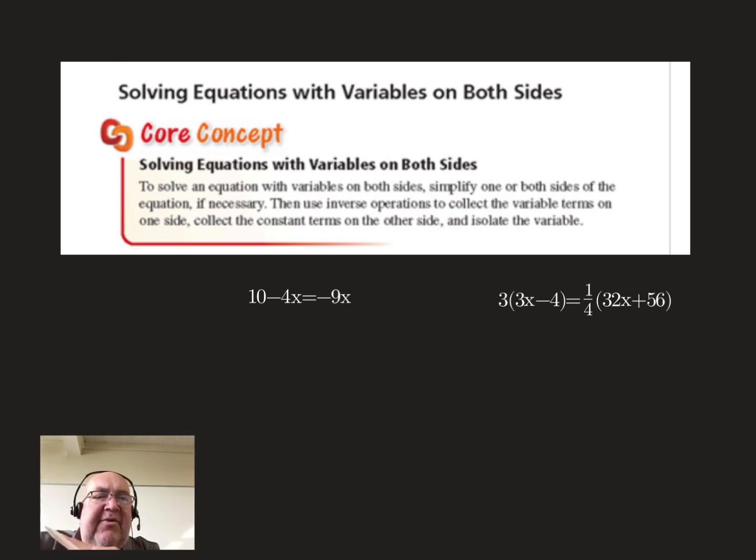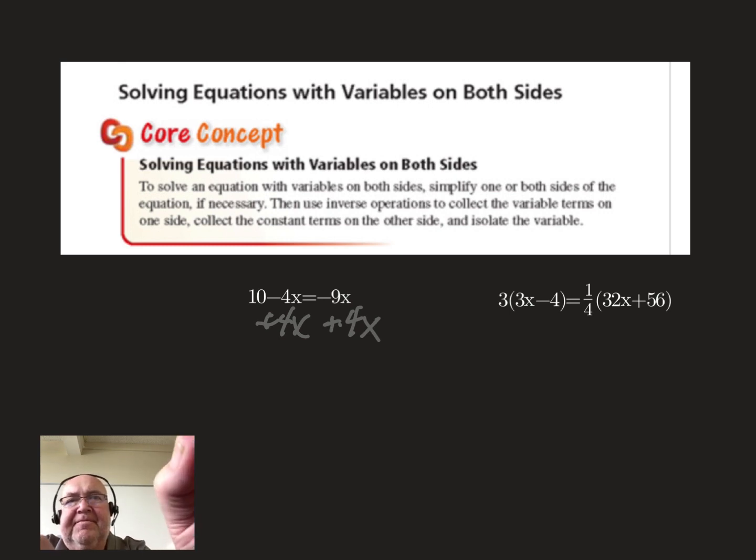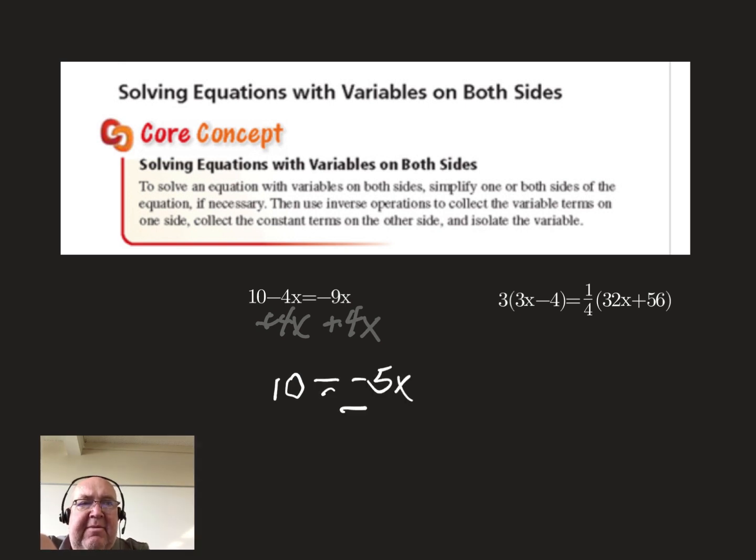we have 10 minus 4x equals 9x. So simply we're going to add 4x to both sides of the equal sign. So we're going to take everything to the other side. We're going to end up with, let me use a pen instead. We end up with 10 equals negative 5x. Then we're going to divide by negative 5. And we're going to get negative 2 is equal to x.